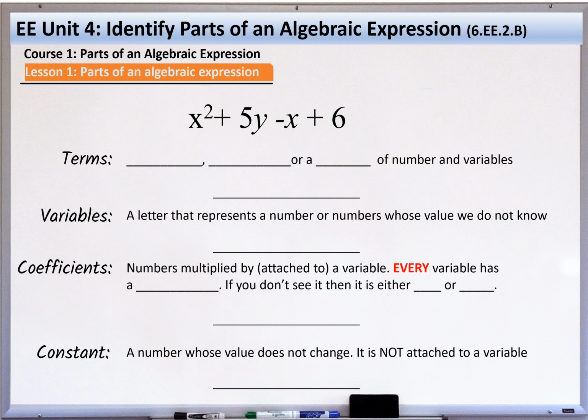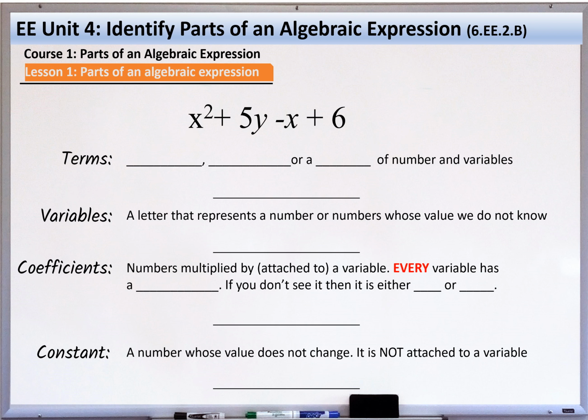So we gave definitions for a term, or what a term can be. A term can be a variable, a single number, or a product of numbers and variables. So our terms here are x squared, 5 times y, negative x, and 6. And notice I don't put my operations when I list my terms. You wouldn't put the terms are x squared plus 5y. X plus is not a term.